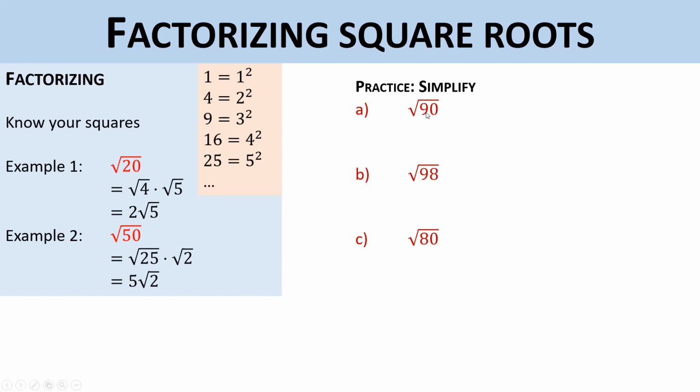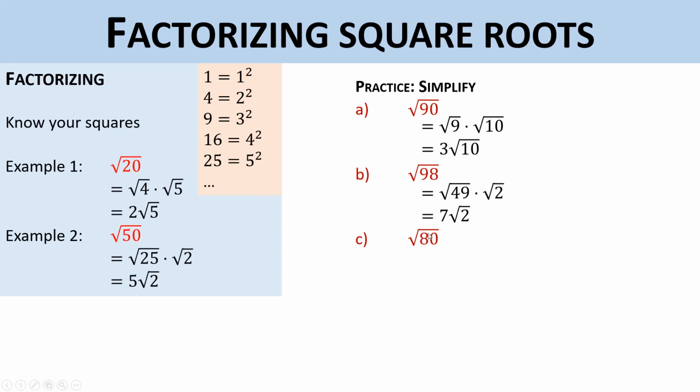So 90, can we divide this by any of the numbers in our list? Yes, we can. We can divide it by 9. So this becomes the square root of 9 times the square root of 10, which is 3 times the square root of 10. And that's it. We can't simplify any further. Square root of 98. 98 is divisible by 49. It's 49 times 2. And 49 is the square of 7. So the square root of 49 is 7. So this simplifies to 7 times the square root of 2.